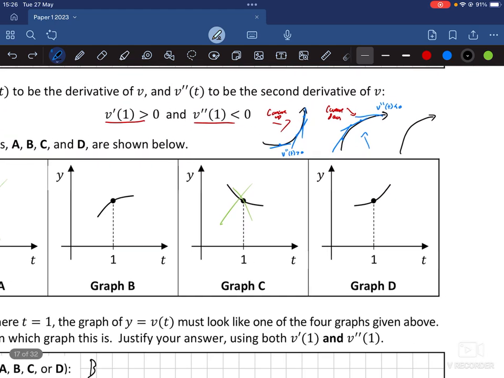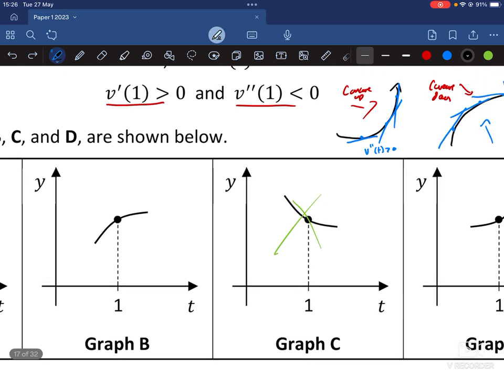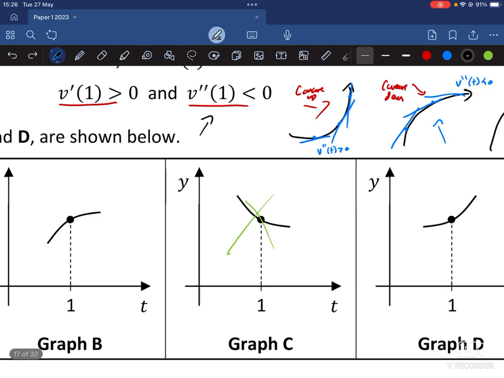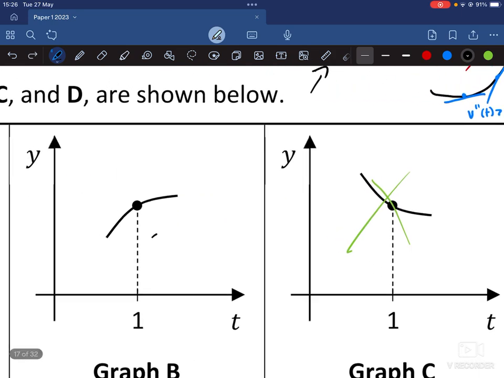Basically we know it's not D because, like I said before, this one here is concave up, it's going this way, it's increasing quicker. But we're told that when you have this double dash, that's the rate of change of the rate of change. So if it's negative, it means the rate of change is slowing down. But you can see here for this one, the rate of change is actually speeding up. You can see it's getting quicker and quicker as we move to the right. But it should actually be slowing down.